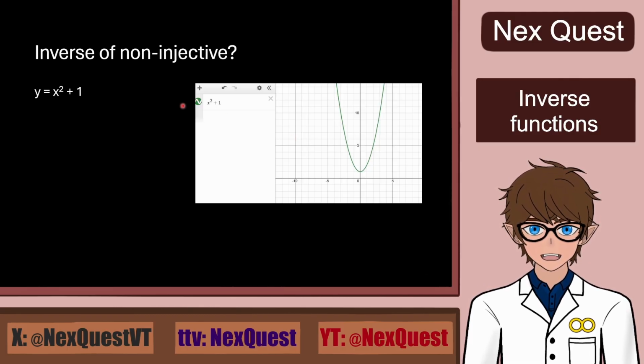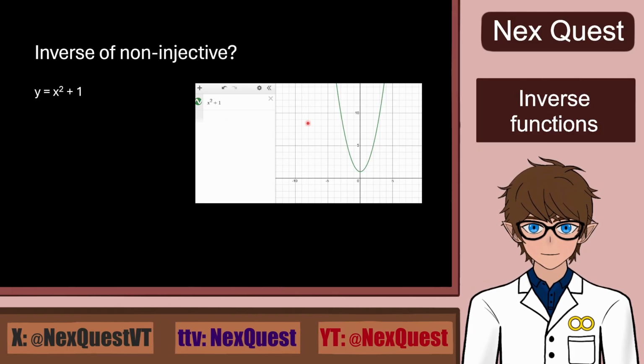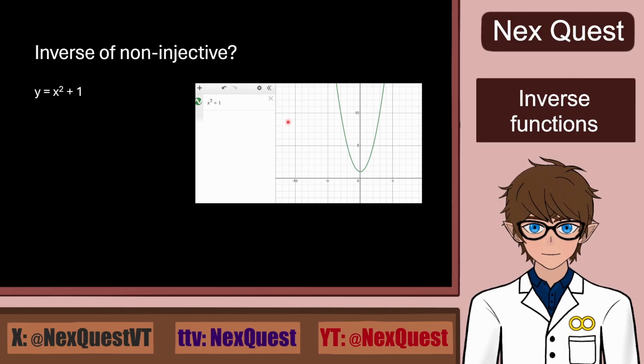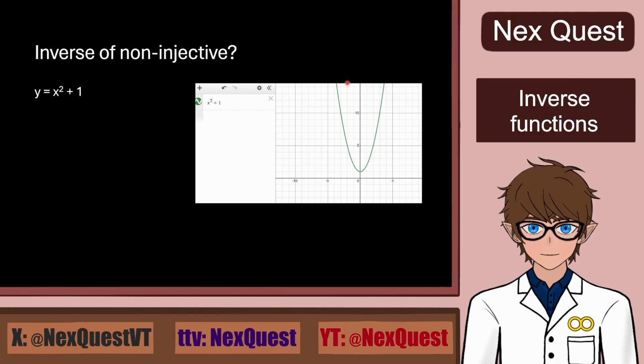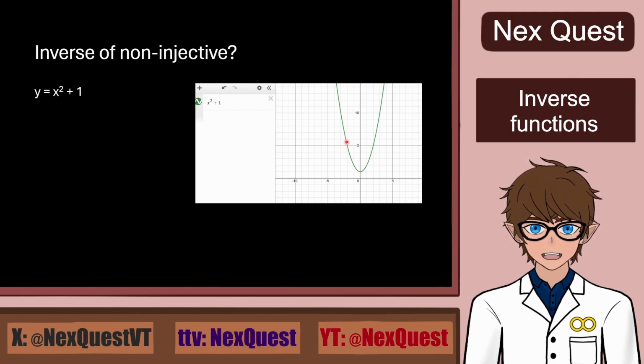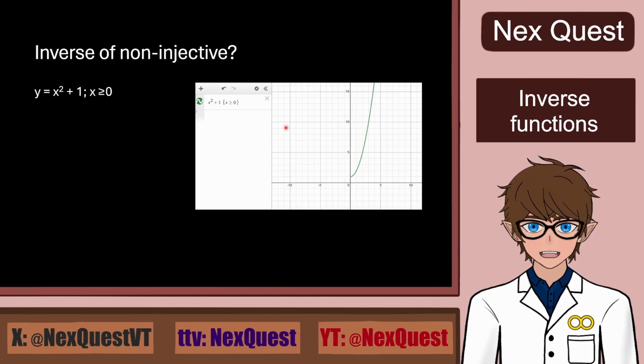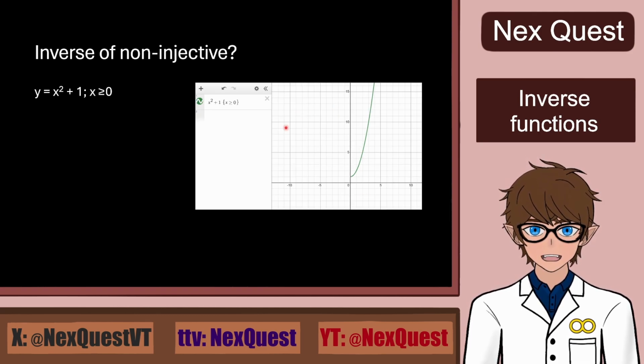Now let's see exactly how to tackle a function that isn't injective. Let's take a look at x squared plus 1. Since it's not injective, we will restrict our domain to x is greater than or equal to 0, so it passes our test, just like this. Now let's see how we continue with this.